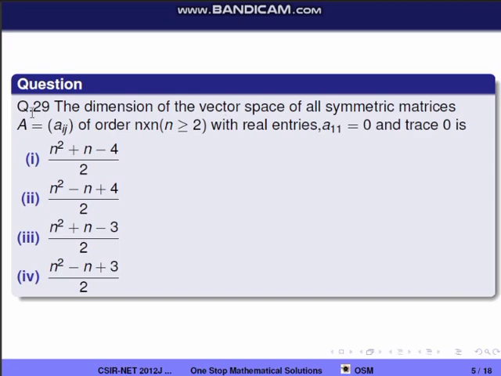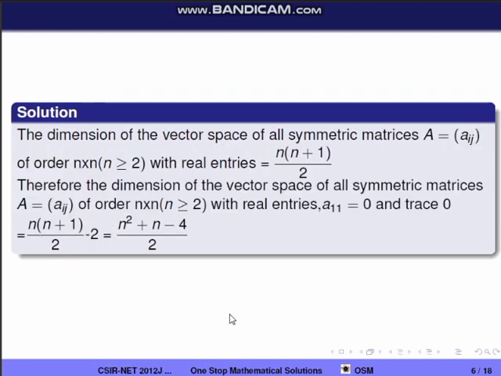Next question, question 29. The dimension of the vector space of all symmetric matrices A equal to Aij of order n cross n, n greater than or equal to 2 with real entries, A11 equal to 0 and trace 0 is. So we have to find the dimension of the vector space. Here the vector space is the set of all symmetric matrices which satisfy these two conditions. So let us look how to do this question now.